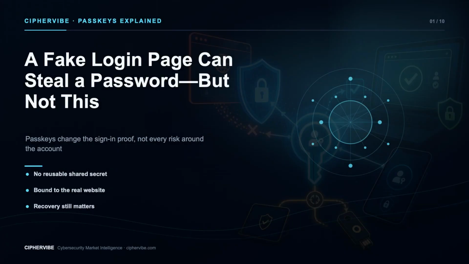A convincing fake login page can capture your password and one-time code in seconds. With a passkey, there is no reusable password to type, and the credential is bound to the real website. That blocks some of today's most effective account takeover techniques. But it does not make malware, stolen unlocked devices, weak recovery, or bad account design disappear.